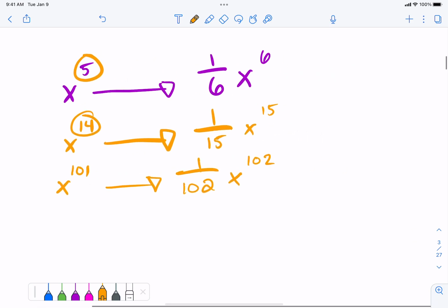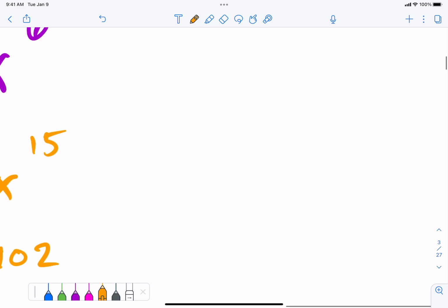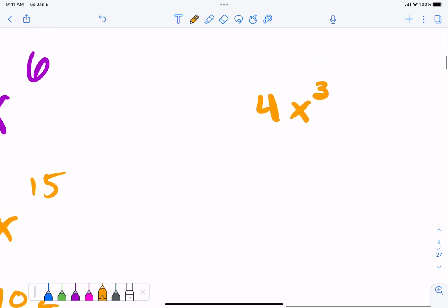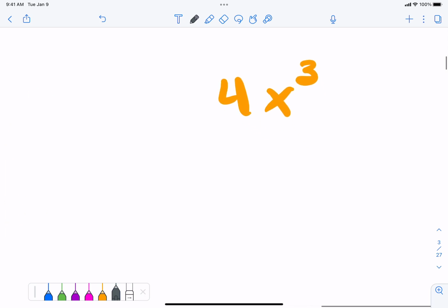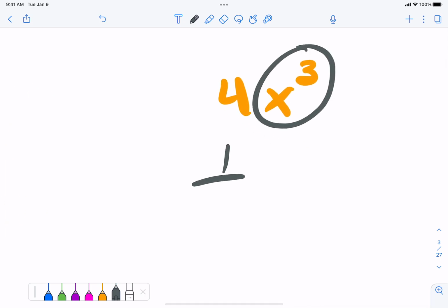You got it. Okay, now let's do some hard ones. Let's say we have 4x to the 3rd power. How do we implement the 4? Just wait. Do just the x to the 3rd power part first. Just focus on that. It would be 1/4 x to the 4th power, right? Yes. Okay, I'm going to add the 4 in there.